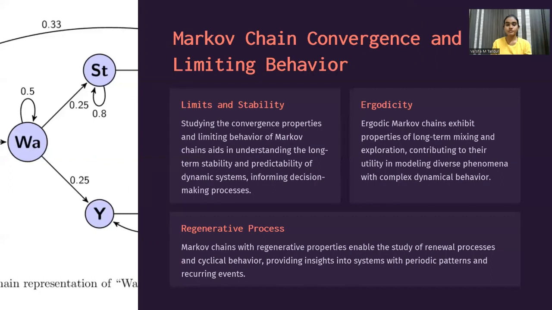Markov chain convergence and limiting behavior. Limits and stability. Studying the convergence properties and limiting behavior of Markov chain aids in understanding the long-term stability and predictability of dynamic systems, informing decision-making processes.